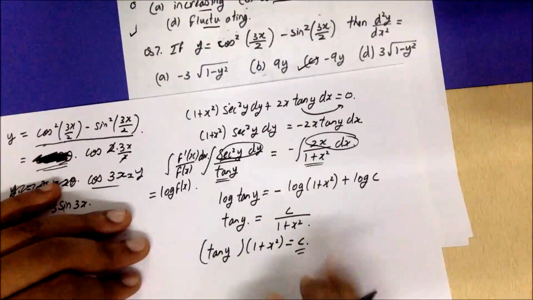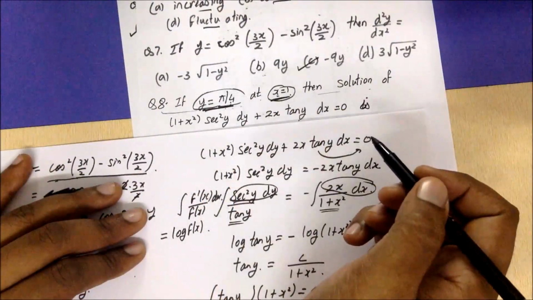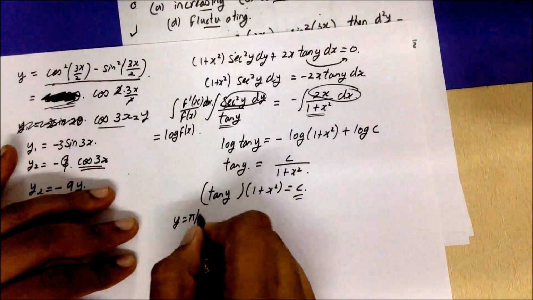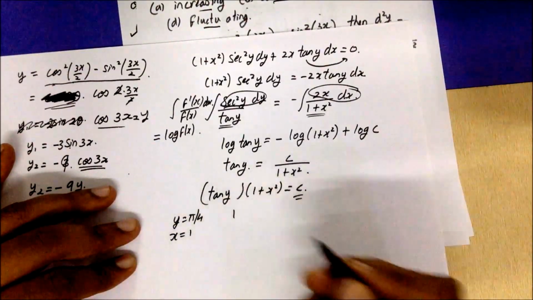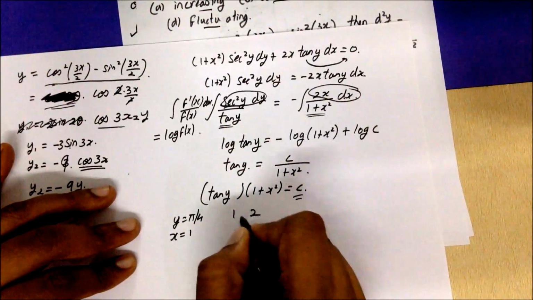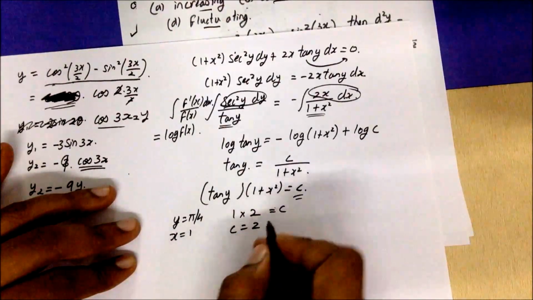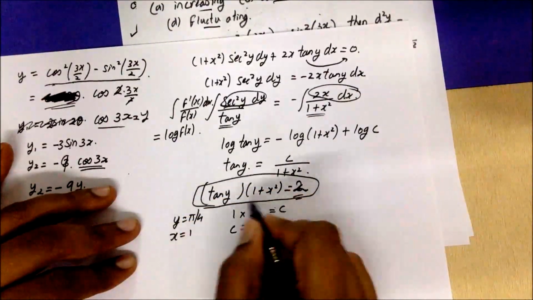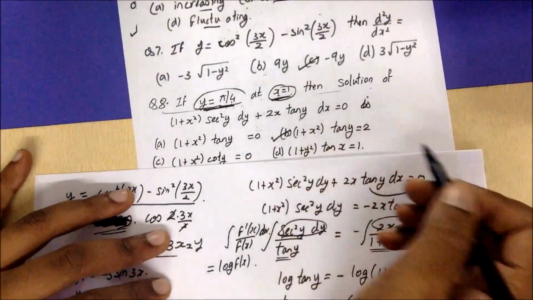Now you have to find this particular c. They have given you the values, that is y equals pi by 4 and x equals 1. So let us substitute. You have y equals pi by 4 and x equals 1. When you substitute tan of pi by 4, that's going to be 1. And when you substitute x as 1, 1 plus x square is going to be 2. So c is 2 into 1, so c is basically 2. On substituting that value, you get the equation tan y into (1 plus x square) is equal to 2, which is nothing but your option B.